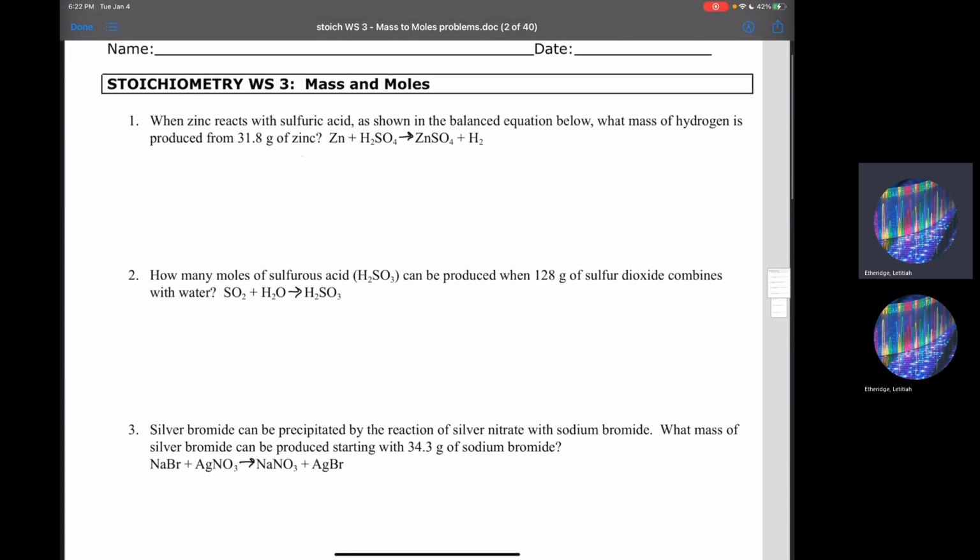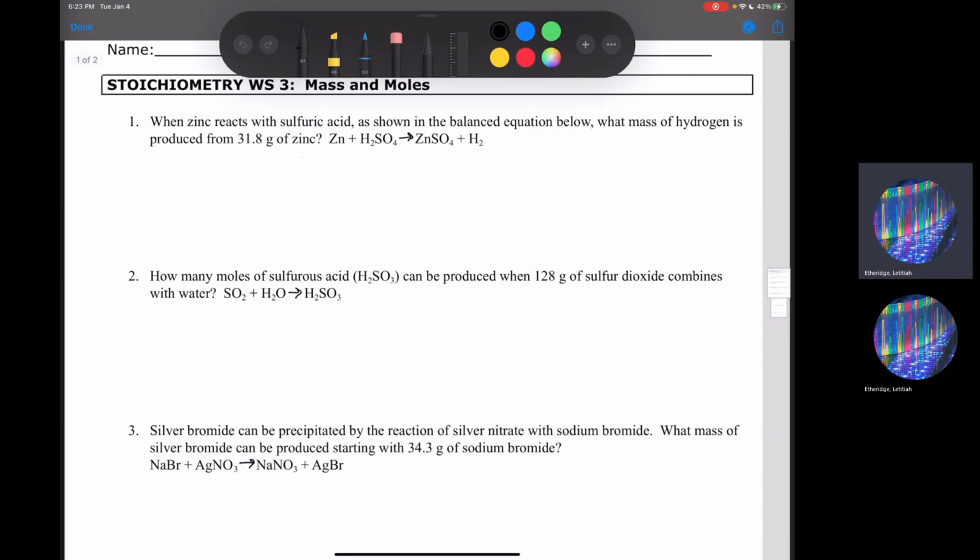All right, so here we go. We have zinc reacting with sulfuric acid. They gave us the balanced equation. Now, as always, remember, I always build that roadmap. So I'm not going to change my style now. I'm going to build my roadmap.